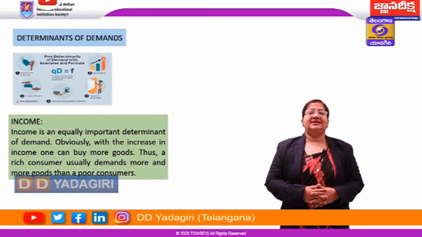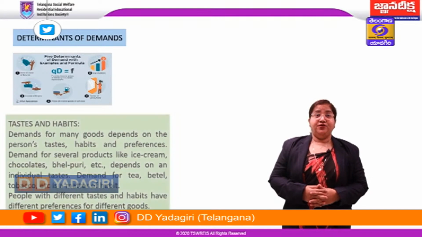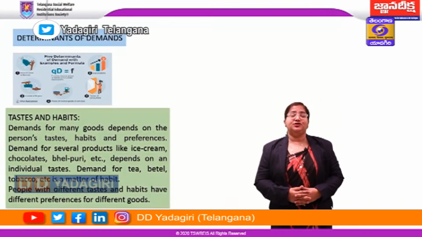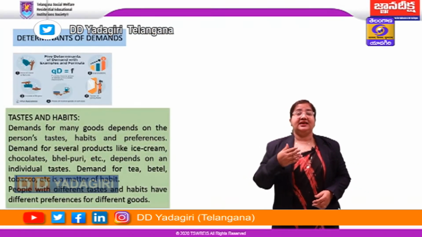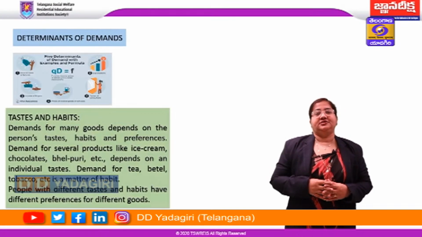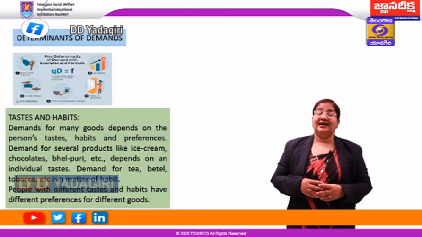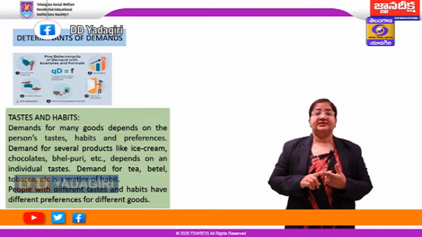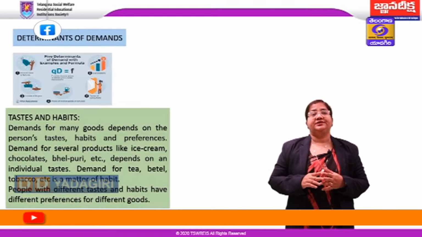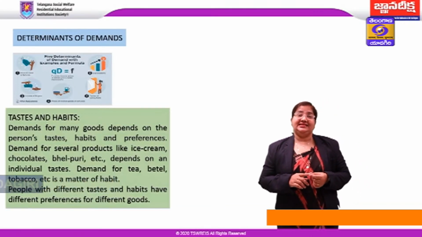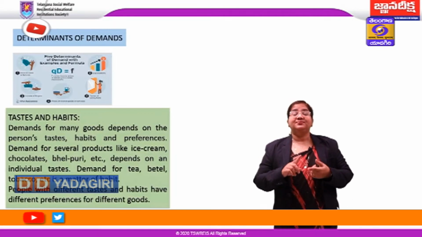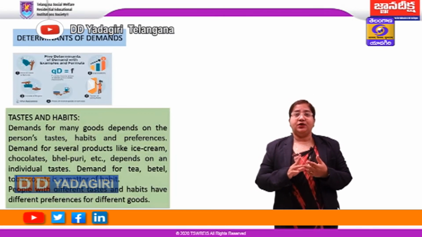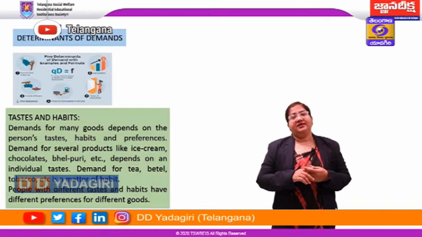The third factor is the taste and habits of the consumer. Demand for many goods depends on the person's taste, habits and preferences. Demand for several products like ice creams, chocolates, bhel puris, etc. depends on individual taste. Demand for tea, betel or tobacco, etc. is a matter of habit.